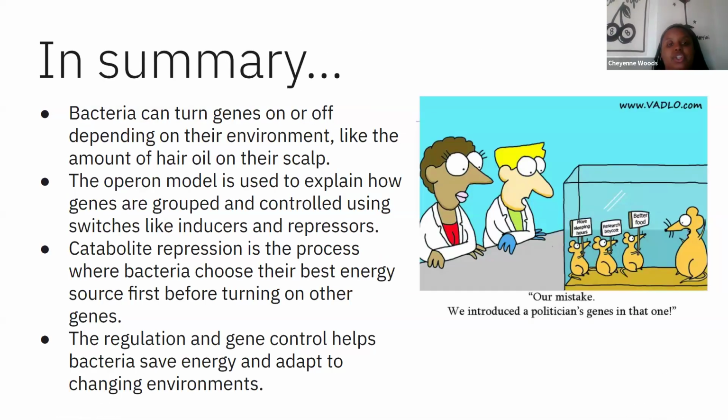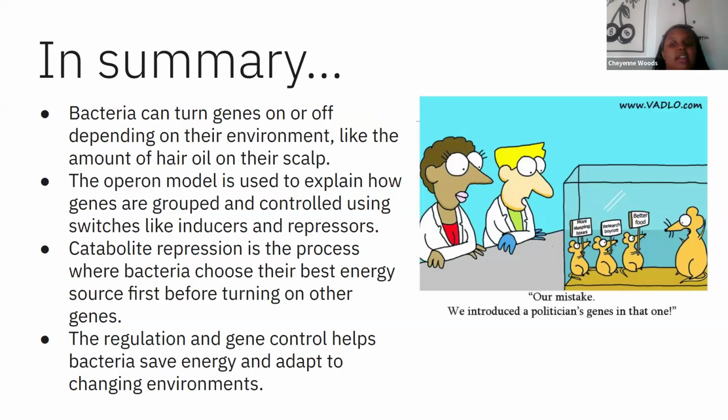So bacteria can turn genes on or off depending on the environment. The operon model is used to explain how genes are grouped and controlled using switches like inducers and repressors. Catabolite repression is the process where bacteria choose their best energy source first before turning on other genes. And the regulation of gene control helps bacteria save energy and adapt to changing environments.